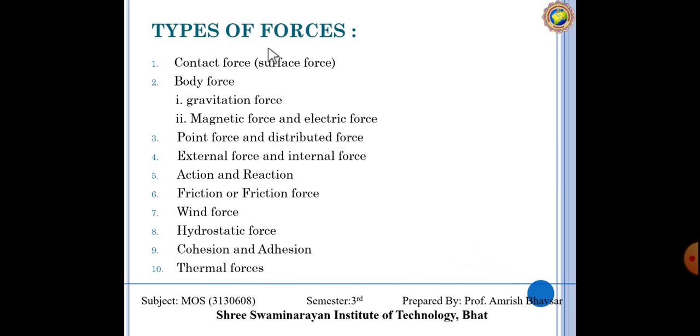Now, types of forces. First one is contact force or else surface force. Second one is body force. In that case, there are two types of body force. First one is gravitation and second one is magnetic force. These two forces are applied on the whole body. That's why it is called body force also.